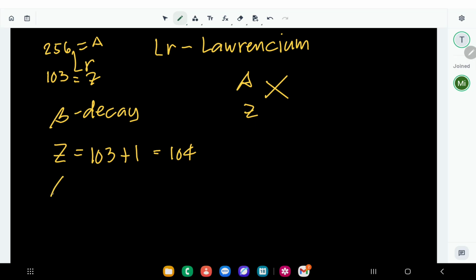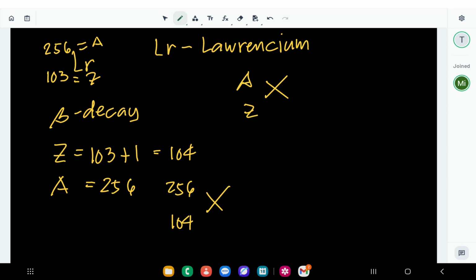But the mass number of lawrencium, including the daughter, would be the same, equal to 256. Therefore, the isotope of the daughter nuclide of lawrencium 256-103 would just be 104, 256.